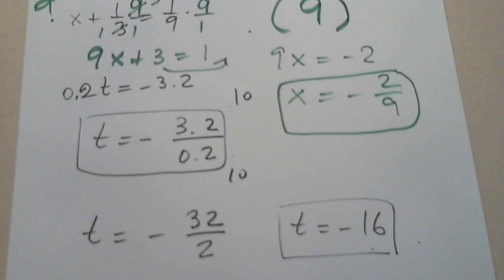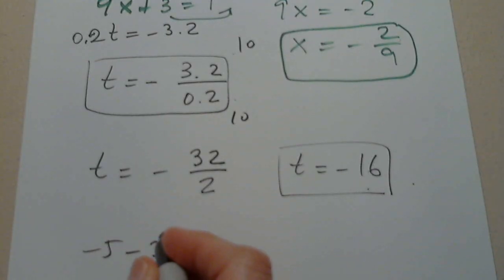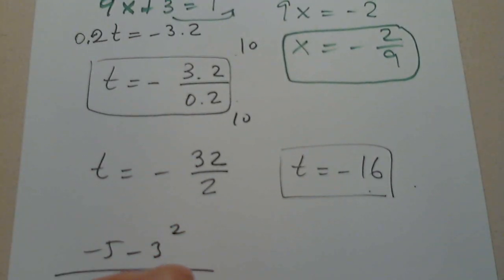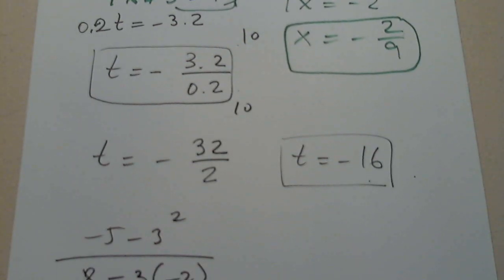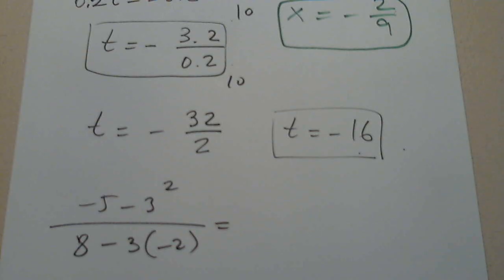Evaluate the following and simplify your answer. So we have -5 minus 3 squared, divided by 8 minus 3 times -2. And then we'll look at the other ones. Good, let's work on this for 1 minute, please.